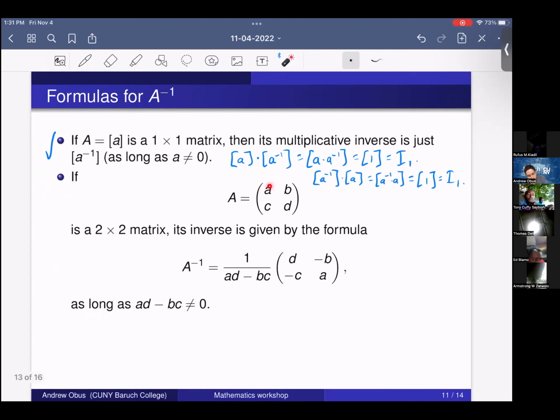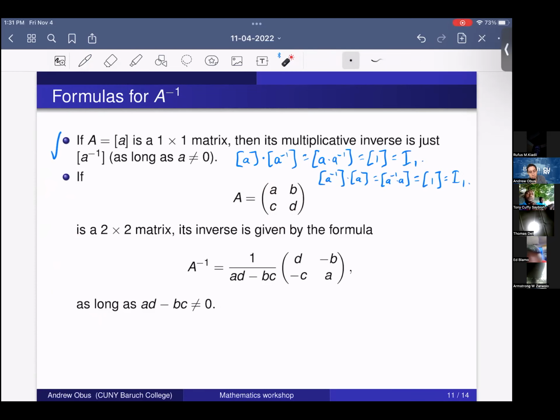So if I have a general 2-by-2 matrix, I just call the entries A, B, C, D, then its inverse is given by this kind of strange formula. So you take this scalar on the outside, you take 1 divided by AD minus BC. So we'll talk a little bit more next time about where this comes from. But for now, it's just a formula.